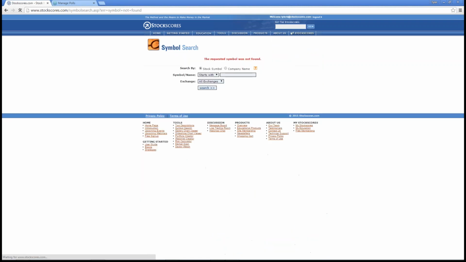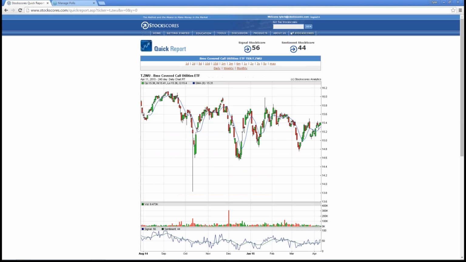ZWU. T.ZWU. Let's try that. There we go. Not something I love. The buyers are not in control of this. It's kind of neutral. This is an ETF. I would say it's neutral. Support at about $15.